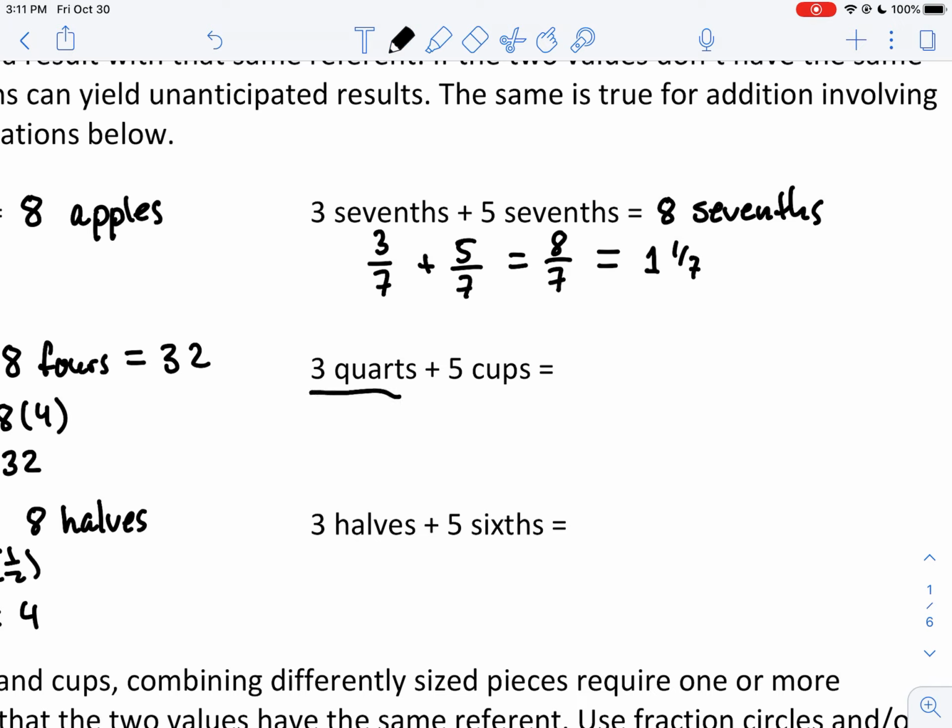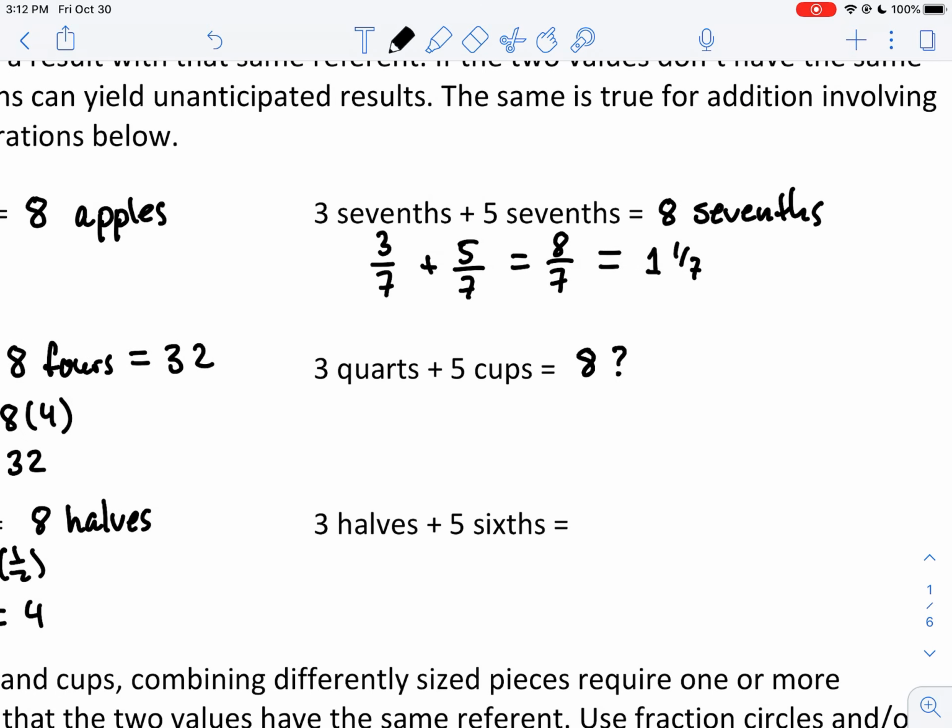Unless you think of these as more abstract, as 3 things plus 5 different things equals 8 total things, and we're not thinking about volume any longer, but we're just counting things. I suppose you could abstract it that way and say that you have 8 something here. But if we're focused on volume, then we're going to want to do some sort of conversion in order to add these. So 8 what? Well, the answer we're going to get is not going to be 8, depending on which conversion we do.